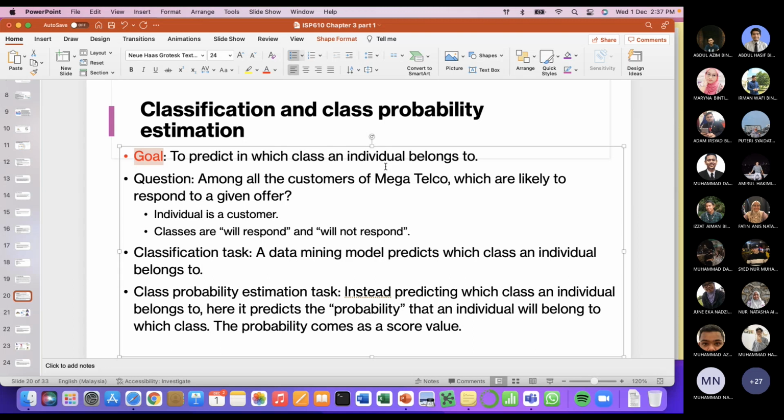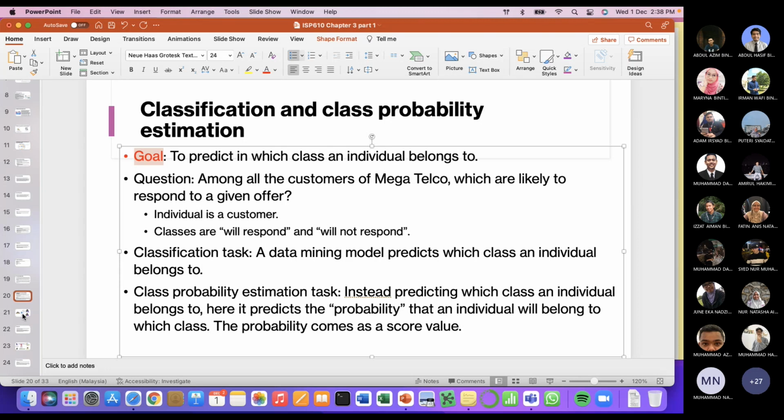And for classification task, for this problem, what we can do is data mining model predict which class an individual belongs to. Sama je macam you buat classification biasa kan, nak classify whether that, for example lah, customer A belongs to, will respond or will not respond. So dia ada two classes je, dia bukan multi-class. And then for probability estimation, instead of predict which class the individual belongs to, it will use probability that the individual will belong to which class. Okay, so it will come in a score value.